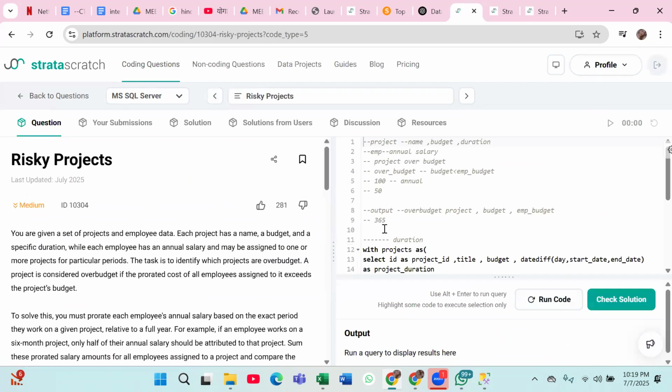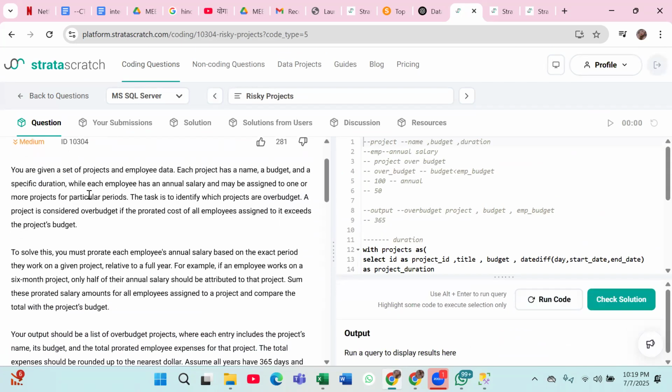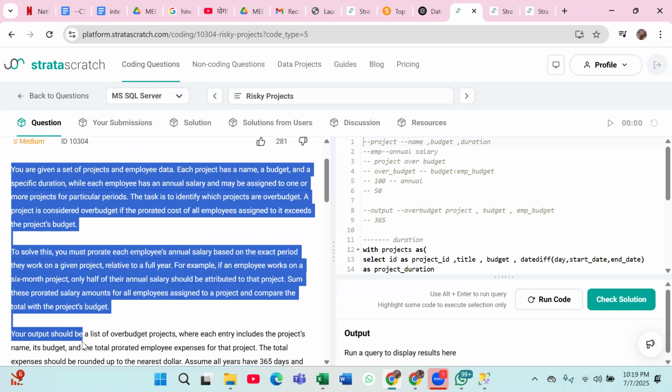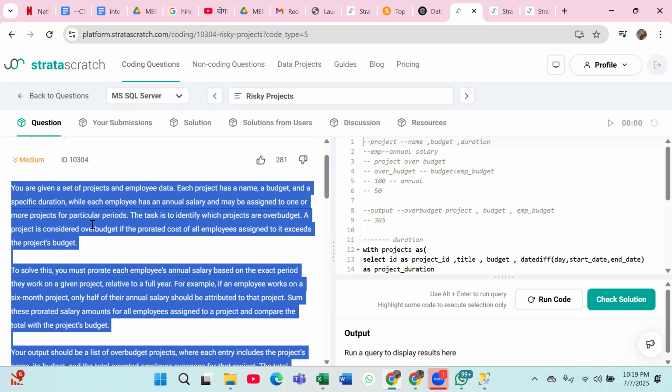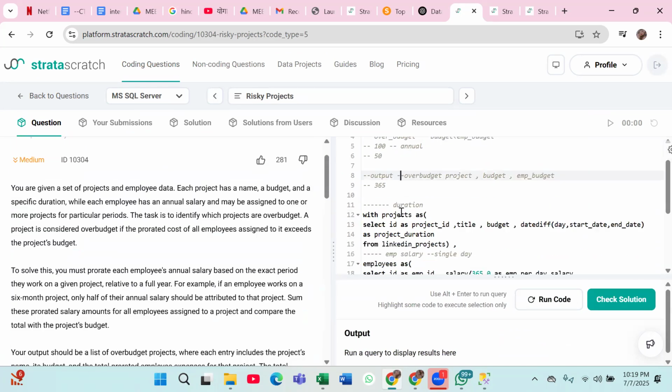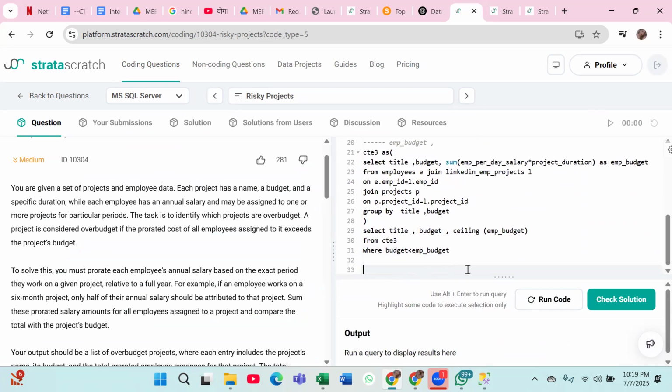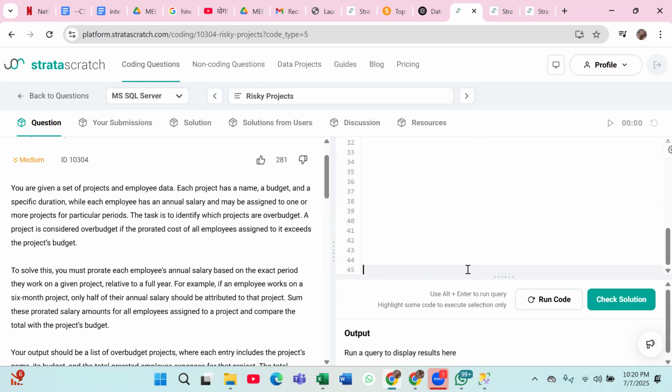I'll prefer you to do it on your own also. It's a very good question. What they are saying is, let me explain a little bit, okay? Not a window function question, but it's a very good question. So we have some employees and we have their annual salary. Okay? Did you get my question? We have some employees and we have their annual salary.